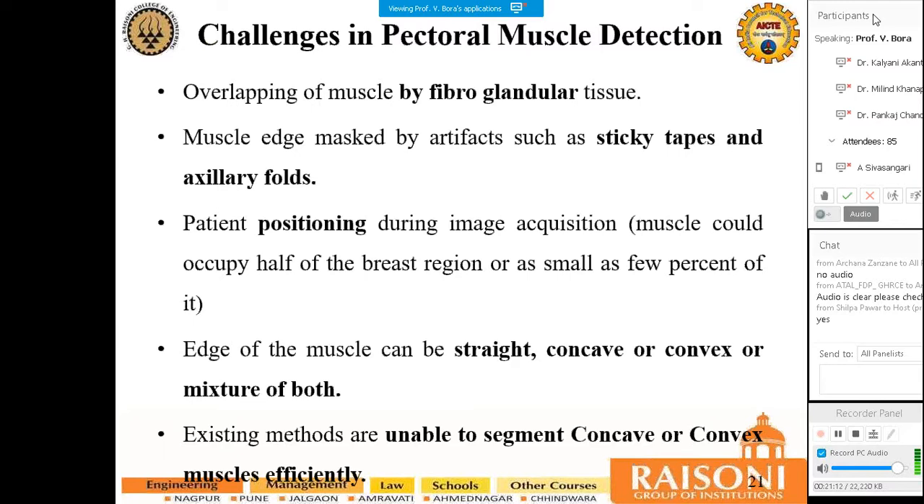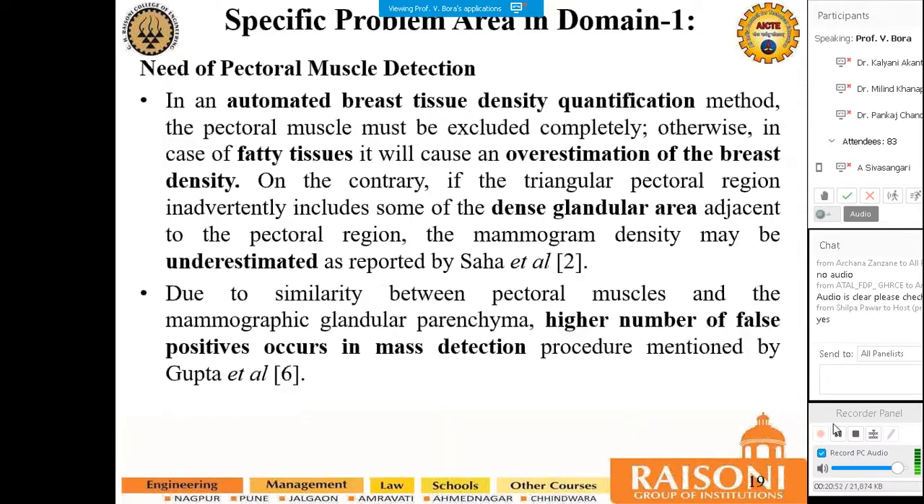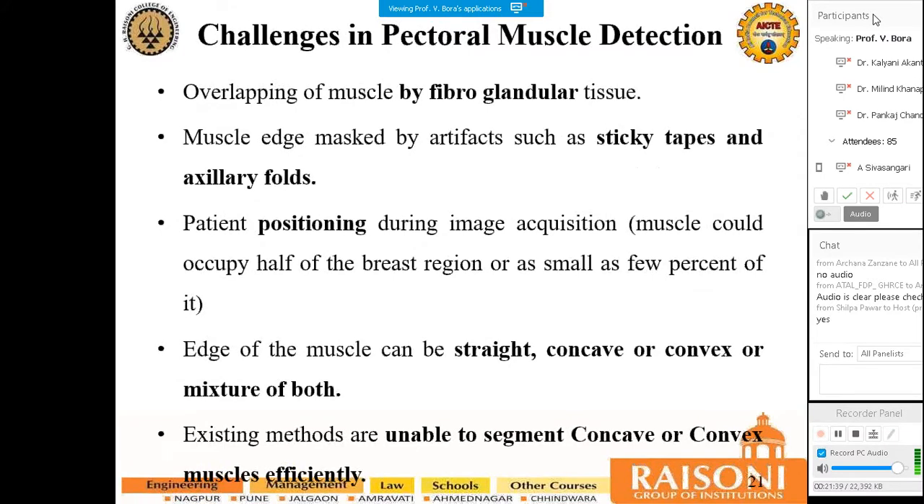The problem is overlapping of muscles by the glandular tissues. Then there are artifacts such as tags and axillary folds. Positioning is an error. Then the muscle can be straight, concave or convex, or a mixture of both. So the existing methods are unable to segment this type of muscles efficiently. So there we need to work, and that's why we have designed the algorithm.